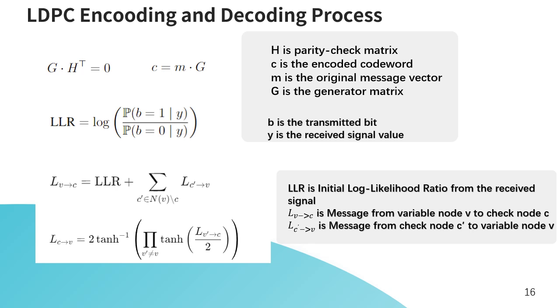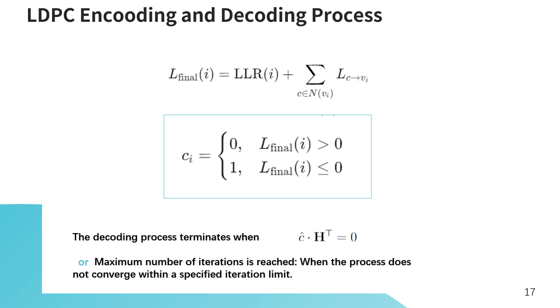Then update the L_v2c, which is the message from the variable node to the check node, and the message from the check node to the variable nodes. Finally, with the calculation above, we can update the value of L final. Then we can decide whether the codeword bits are equal to 0 or 1 by these conditions.